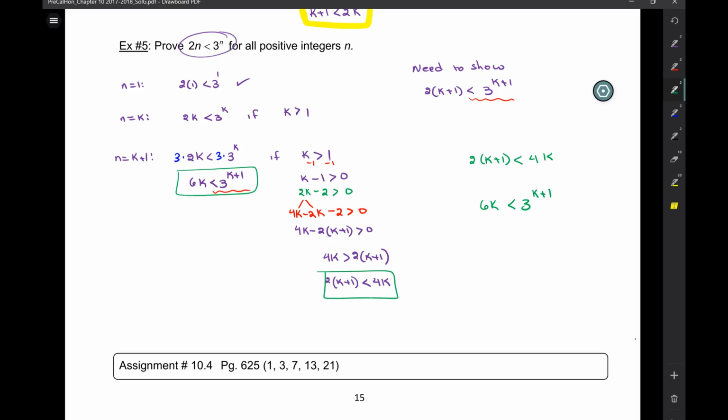So forget about the k. Let's say this is less than 4, and 6 is less than this. So this is greater than 6, but this is less than 4. You can put in another step in the middle, a connecting step: 4k is less than 6k. So now look, this is less than 4k, 4k is less than 6k, so this is still the smallest, and 6k is less than this.